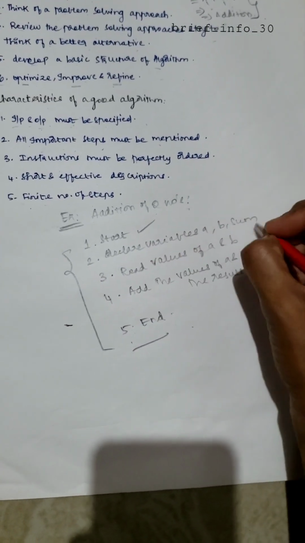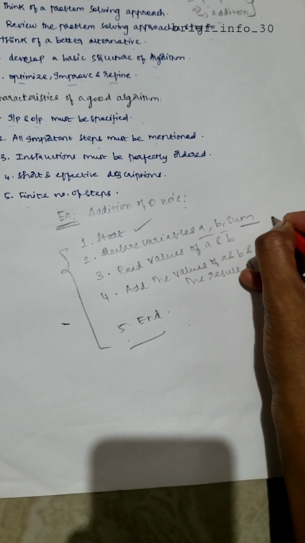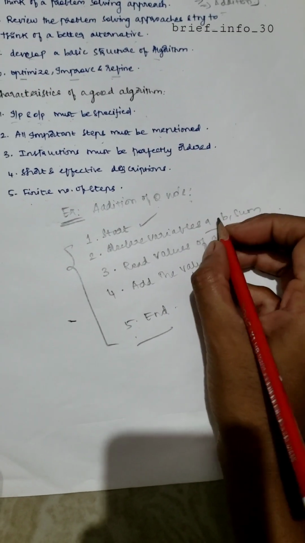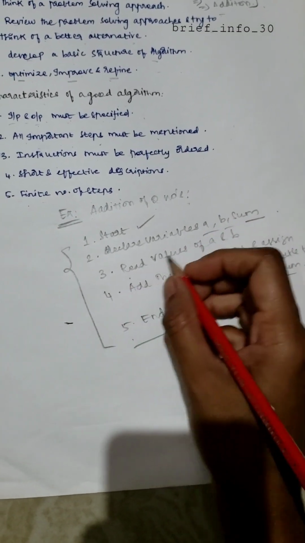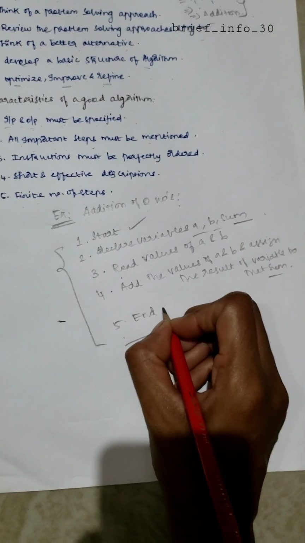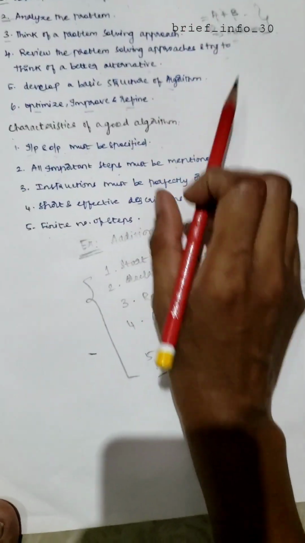So start, inputs and outputs are there, the expected result, the output values are there. It is ordered clearly. First the inputs are received, and then the addition operation is done. So you are ending this algorithm. So in this way an effective algorithm is written.